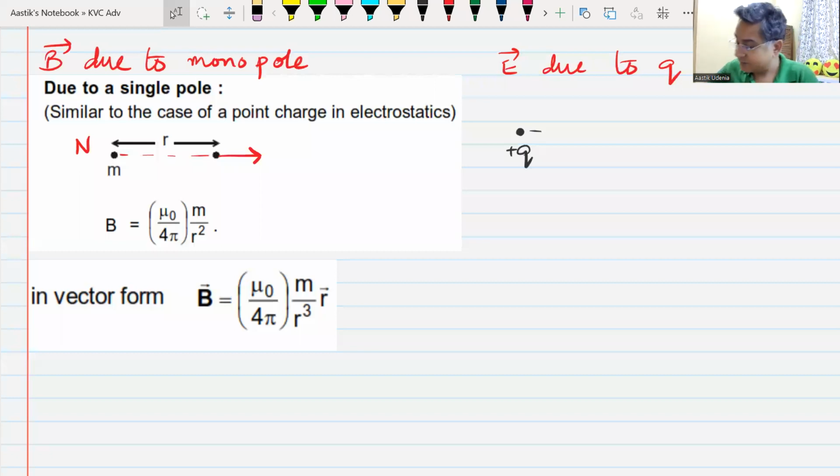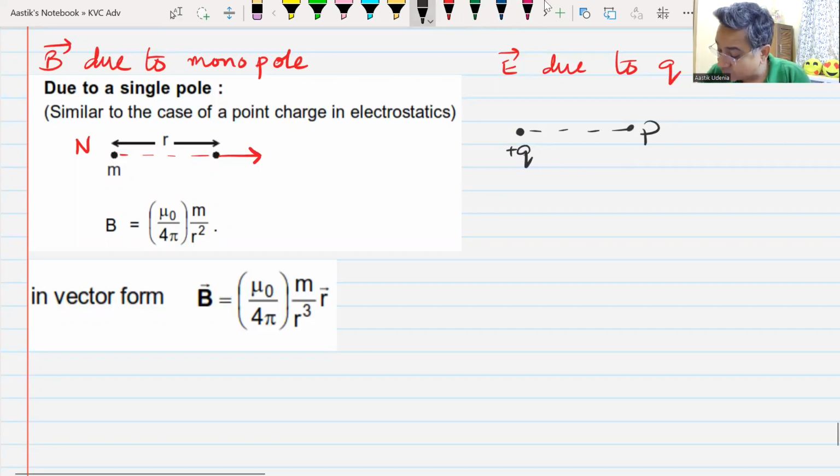Then let's move, sir. In this sheet, we are going to see the electric field and the magnetic field due to a monopole and a point charge. I hope you understand what I'm writing here. Do we understand this? Yes or no? Yes, sir. Everyone understands this?